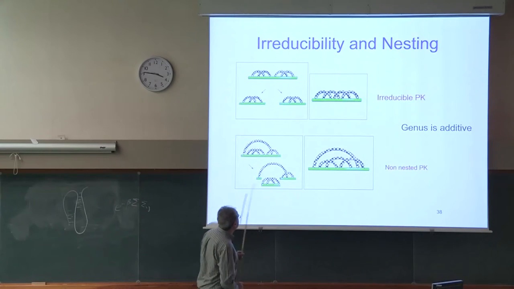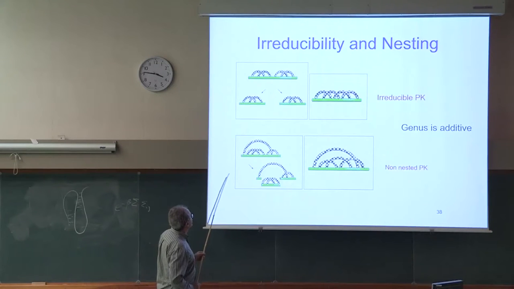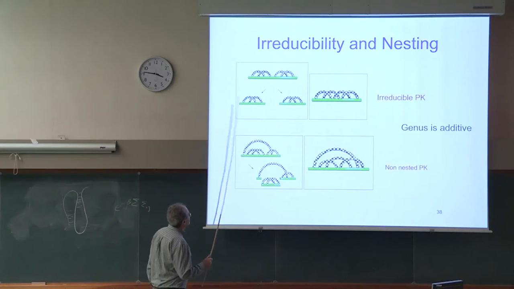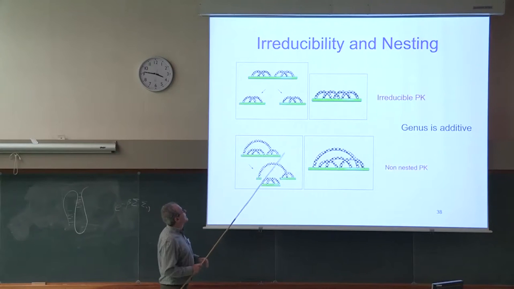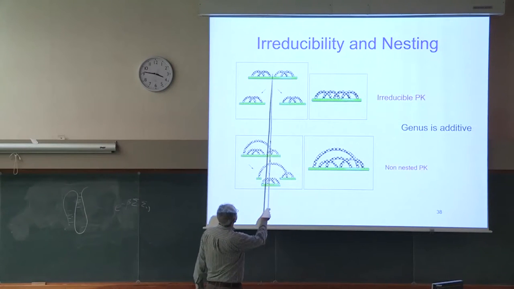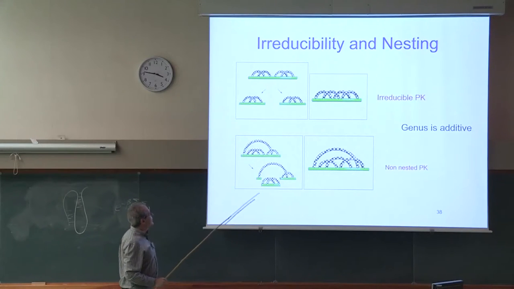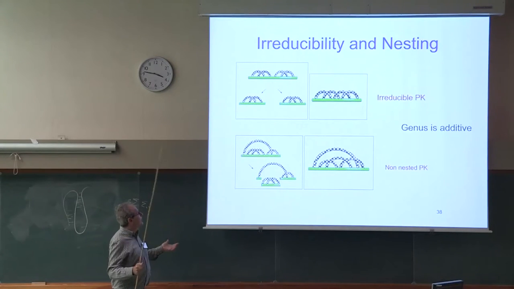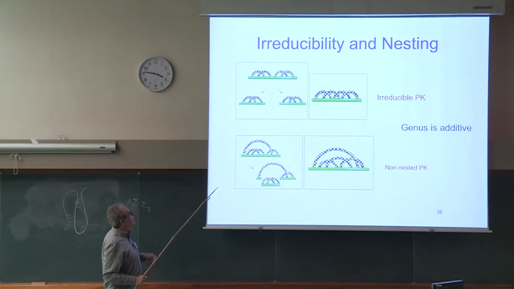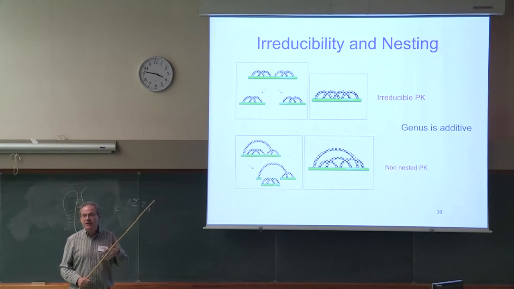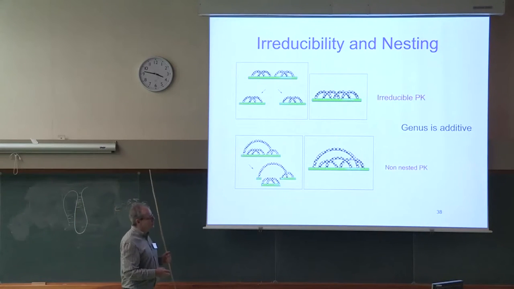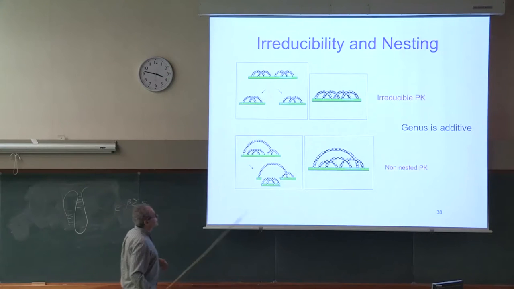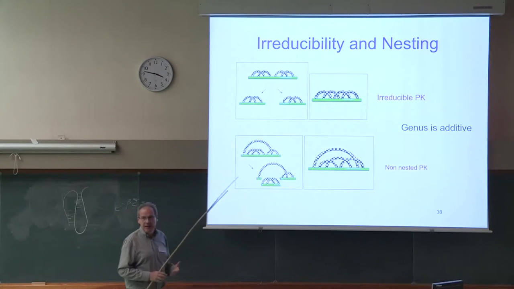There is another interesting concept, which in field theory is the concept of irreducibility. A graph is irreducible if it cannot be disconnected by cutting a line. Here this graph is irreducible, this one is not. And if a graph is not irreducible, the genus of the graph is the sum of the genera of the various components, which means that the genus is additive. So if you put an energetic penalty on each graph, which is proportional to the genus, the penalty will be additive.